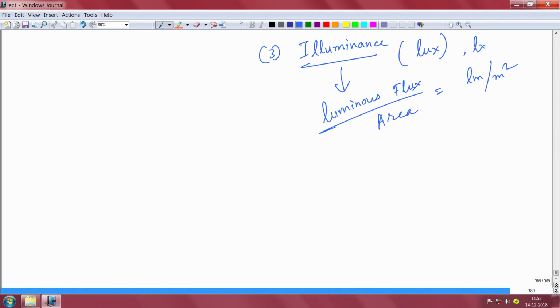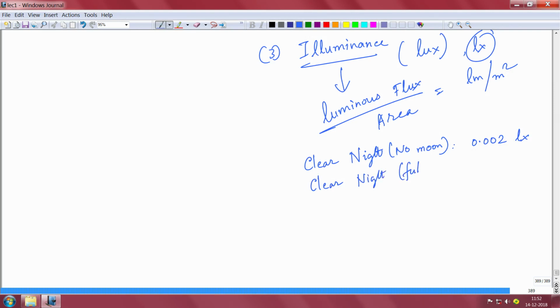So for example, on a clear night, this luminous flux or illuminance or lux gives you an idea also of the power and the brightness. On a clear night with no cloud, no moon, no electricity nearby, the illuminance is around 0.002 lux, very low. That is the surrounding ambient brightness. On a clear night with a full moon, you have around 0.2 to 1 lux.